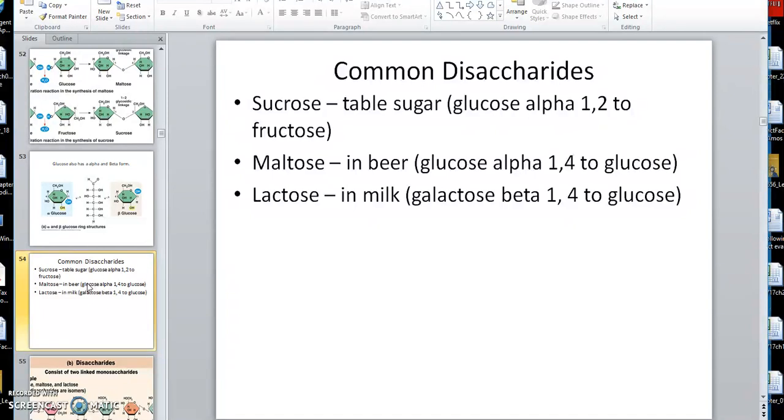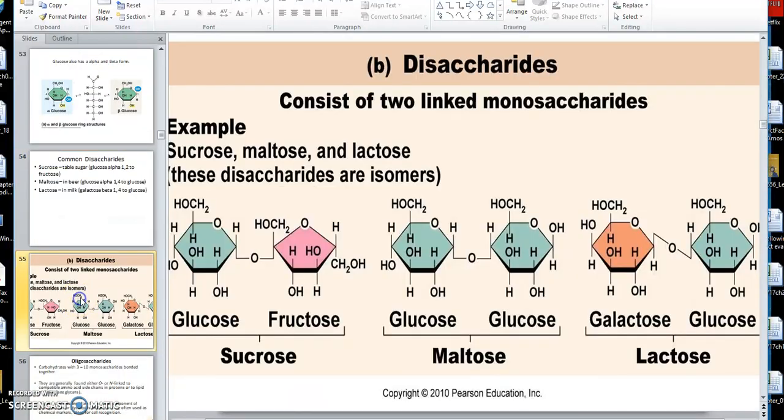Maltose, glucose to glucose. Lactose, galactose to glucose. See, lactose intolerance is where you don't have the enzymes that can break down lactose. Enzymes have to break these bonds. So that lactose will go undigested through your intestinal tract into your large intestine where resident bacteria exist. And they love that lactose. And that's what gives the diarrhea and the gas and everything. So again, here are some common disaccharides that you encounter.